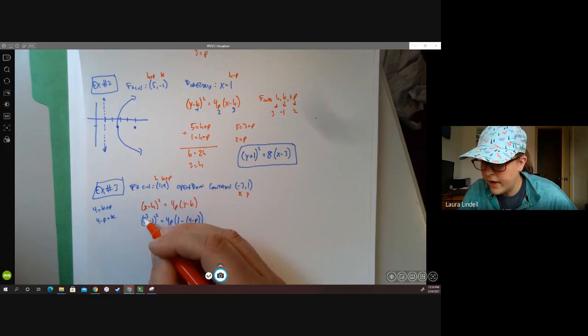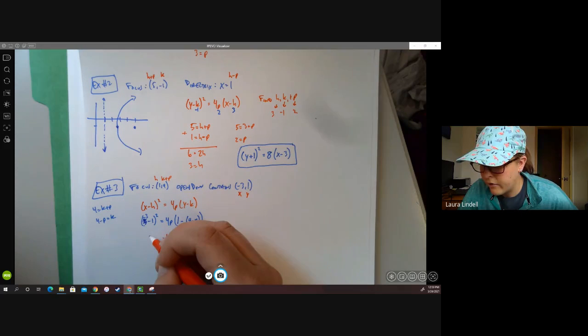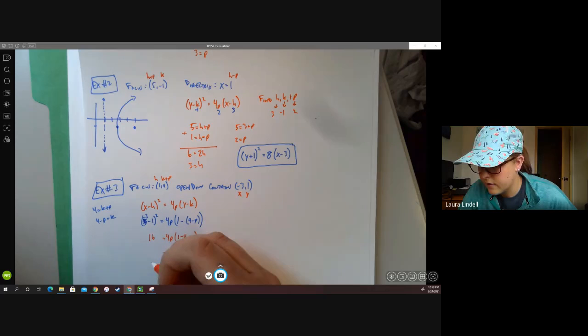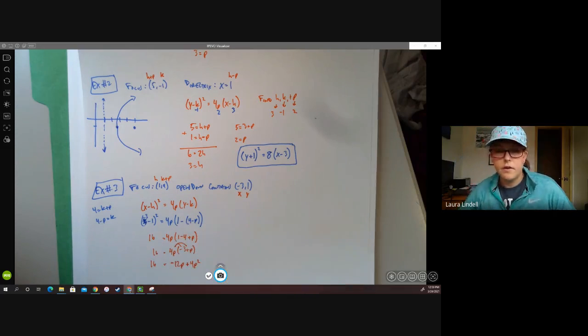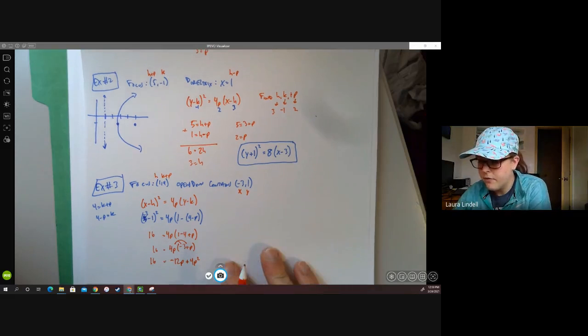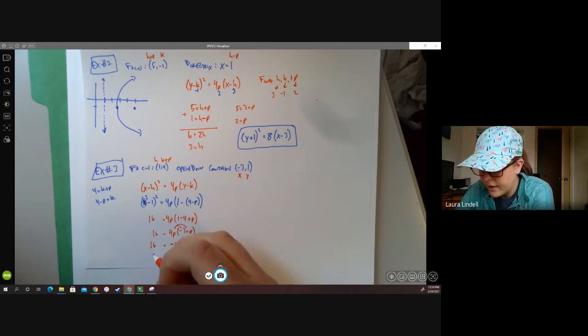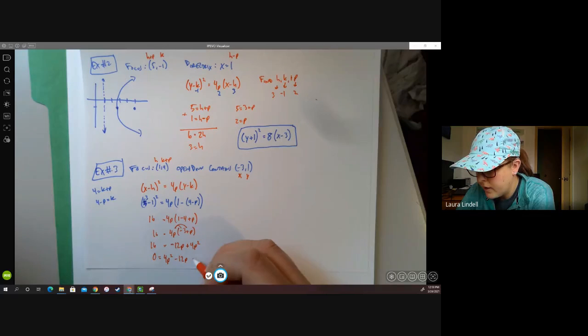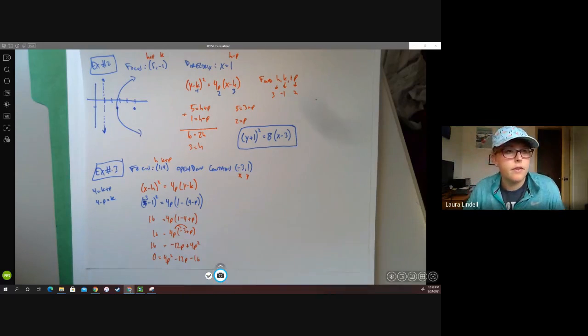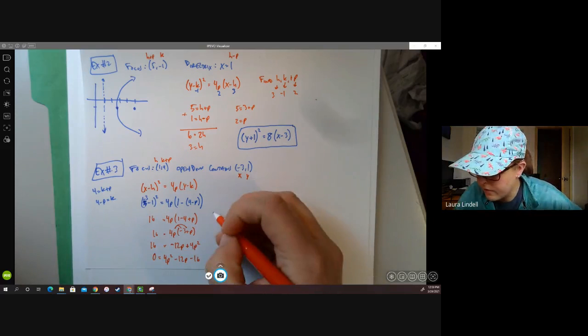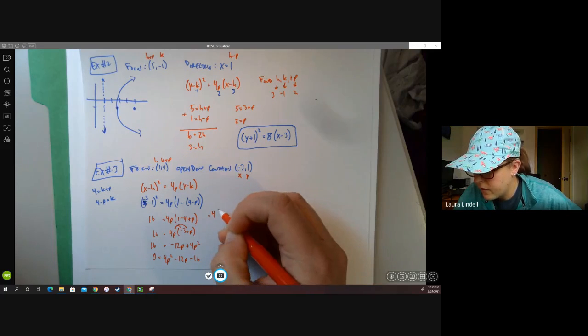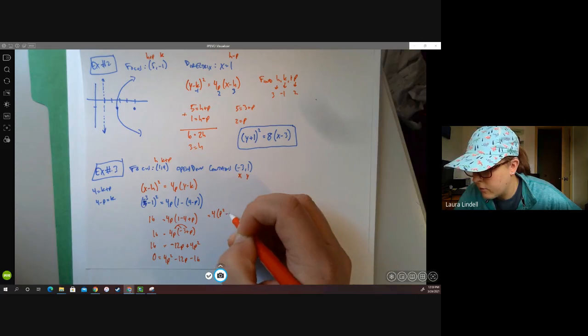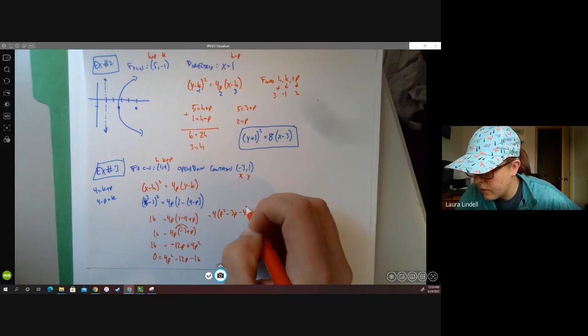And then here we have -3 minus 1 is -4. -4 squared is 16. Then we have a quadratic to solve. So I'm going to move everything over to one side. So we're going to get 0 equals 4p squared minus 12p minus 16. And then in this case, we can factor out 4 because all of those were divisible by 4. So 4 times p squared minus 3p minus 4.